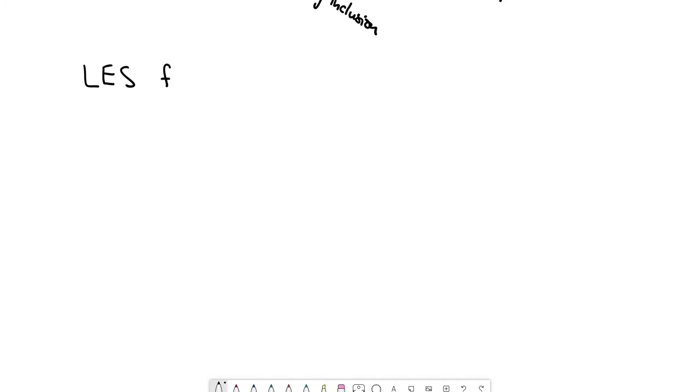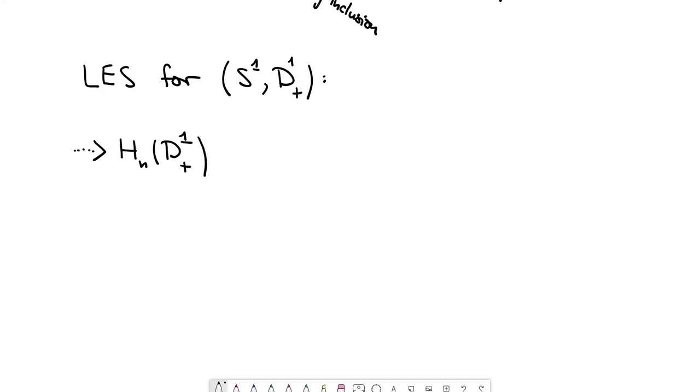LES for S1, D1 plus. How does it look like? It starts, well, it never starts anywhere because it's an infinite sequence, but I cannot write all the parts. We start at Hn of D plus 1. Then we have Hn of S1, and then the relative group, which we consider now.